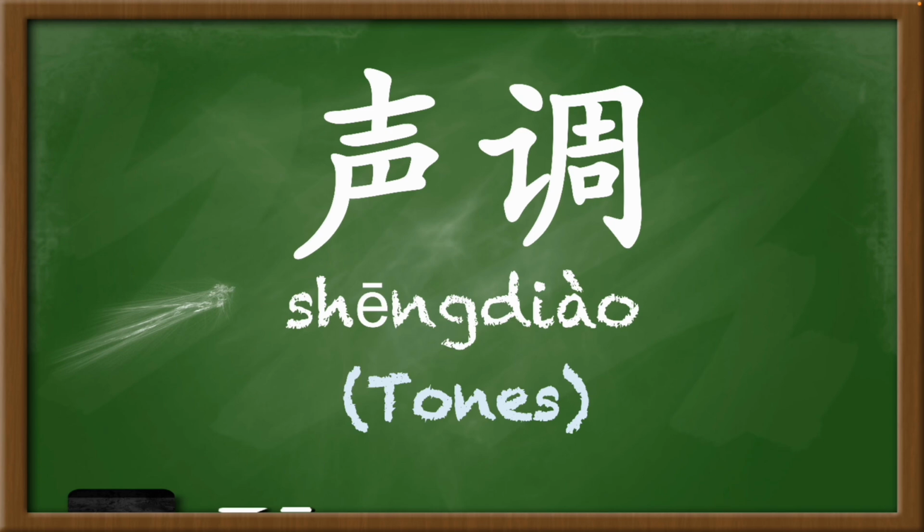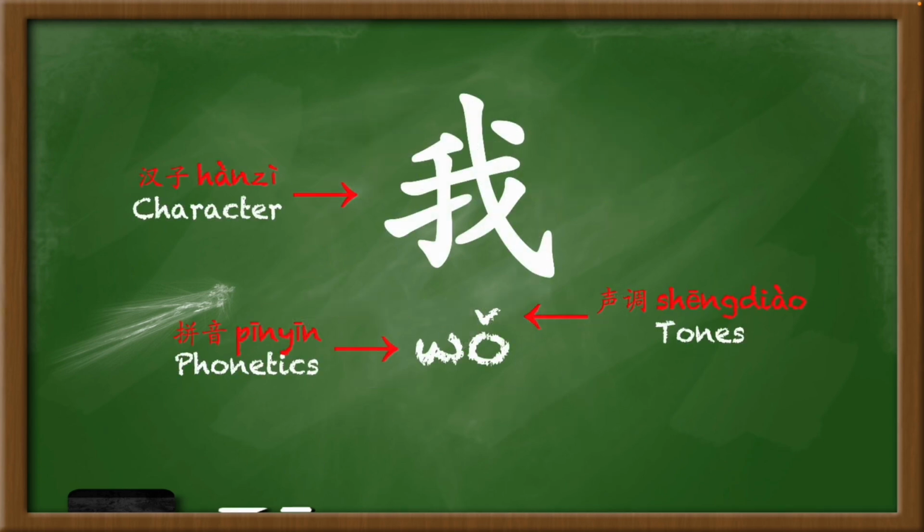Shengdiao, or tones. Now what are shengdiao? Let's take a look at this. We already know that we have what we call pinyin, or the phonetics for us to know how to read or recite the Chinese characters, or what we call hanzi. These symbols right here above the pinyin are what we call shengdiao. If you are new to the channel and you're still unfamiliar with pinyin or the Chinese phonetics, don't worry, because I have a separate video already posted for you to watch.